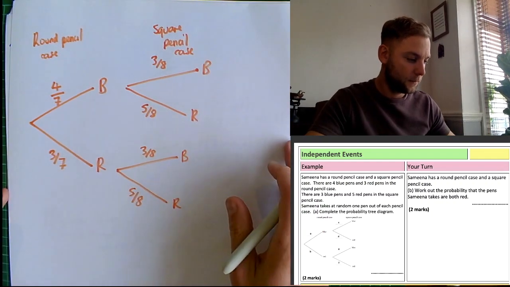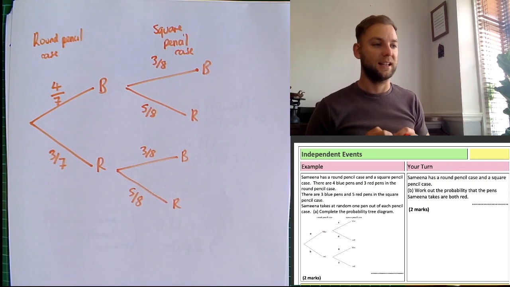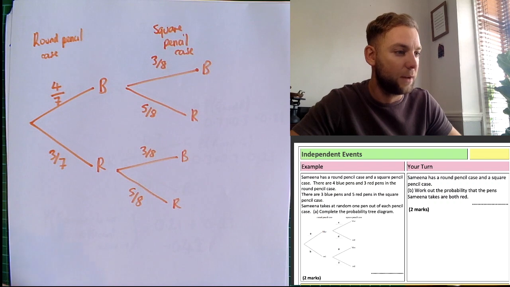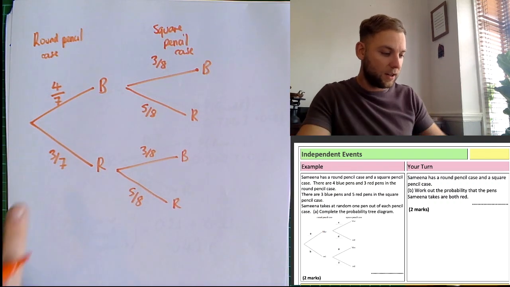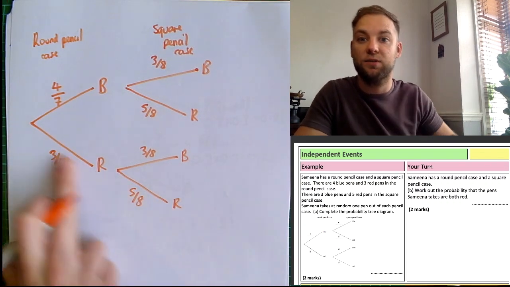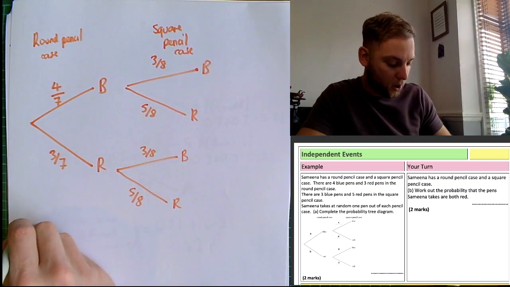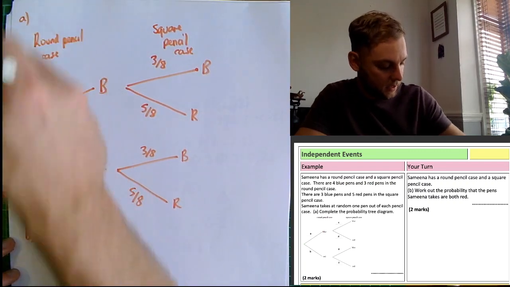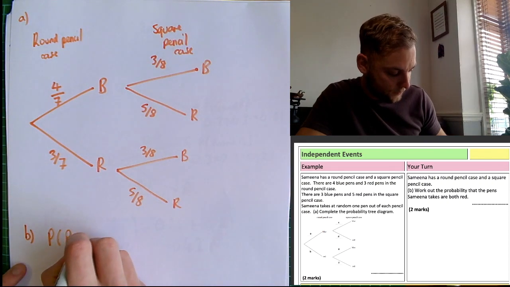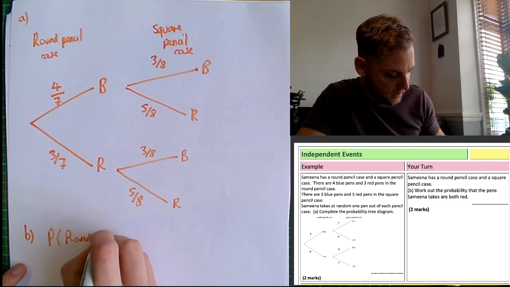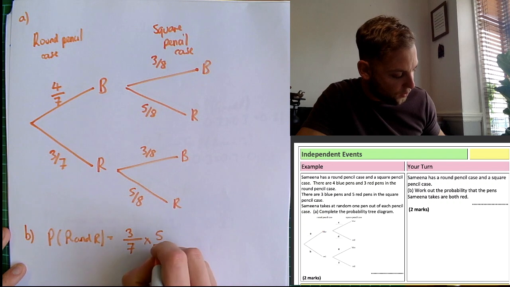Super. So that's our probability tree diagram completed. So the next question says, Samina has a round pencil case and a square pencil case. Work out the probability that both pens are red. So looking at this one here, the probability of both pens being red follows this route down here. So it's the probability of getting red and red. So part B, this was part A, of getting red and red, which is equal to 3 over 7 times by 5 over 8.